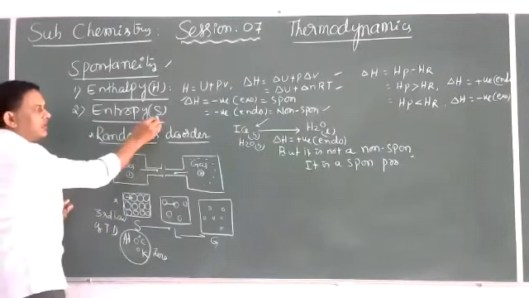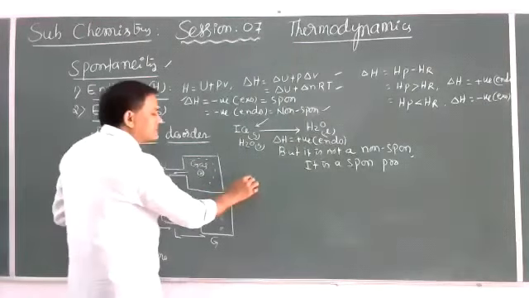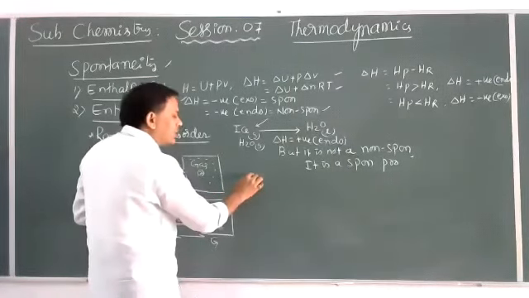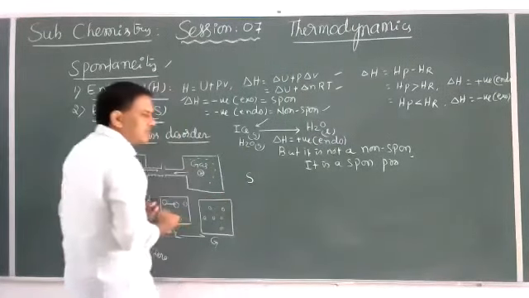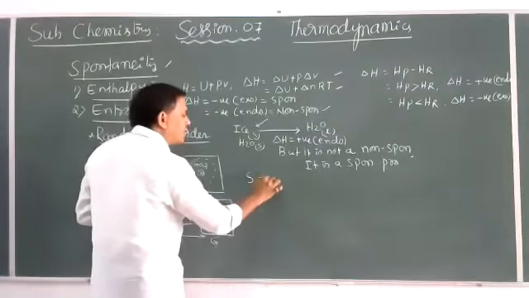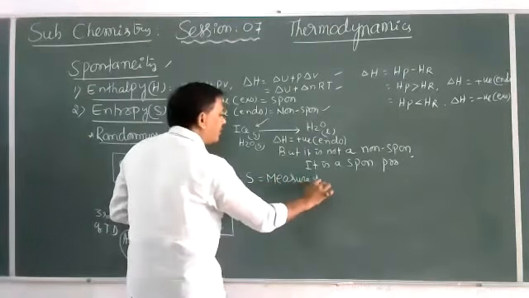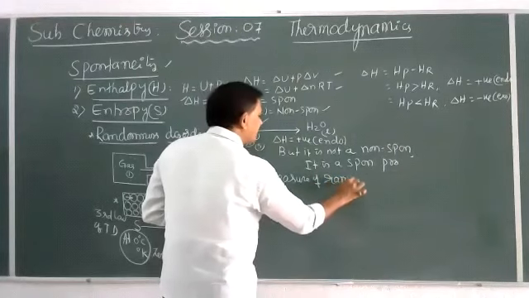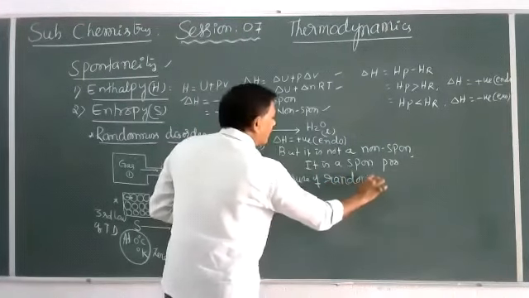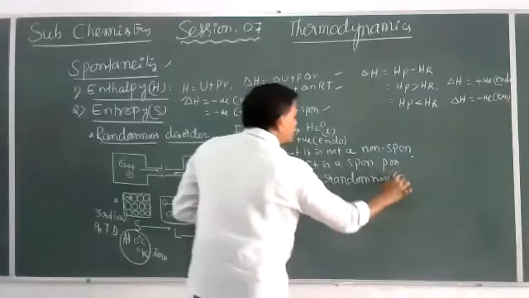That's why the entropy is generally denoted by the symbol S. S is the measure of randomness, the measure of randomness or disorder.